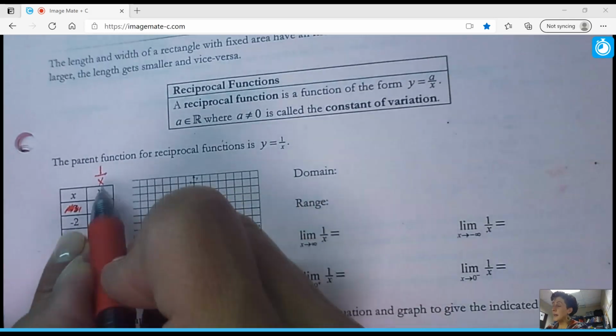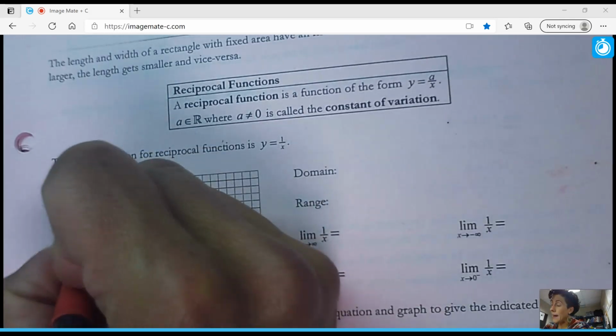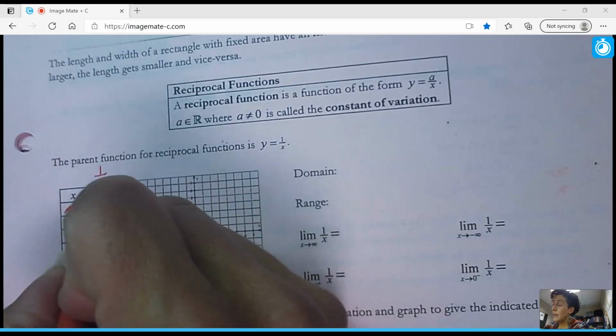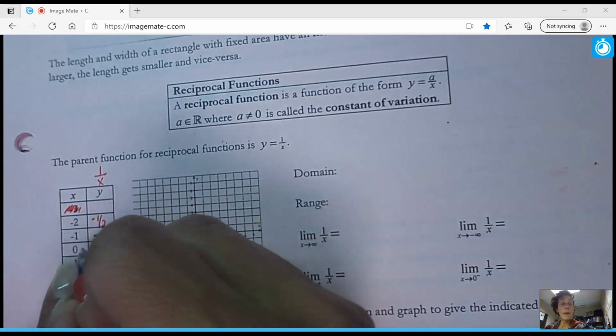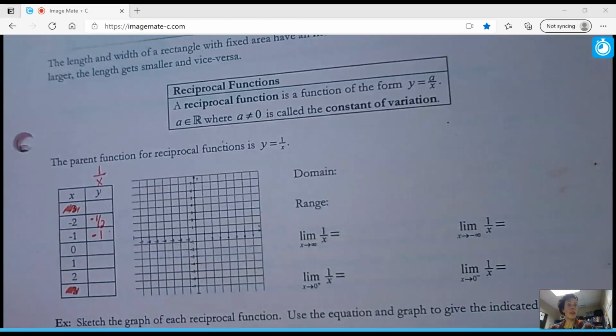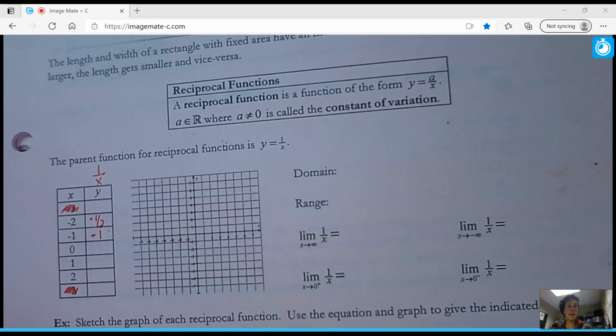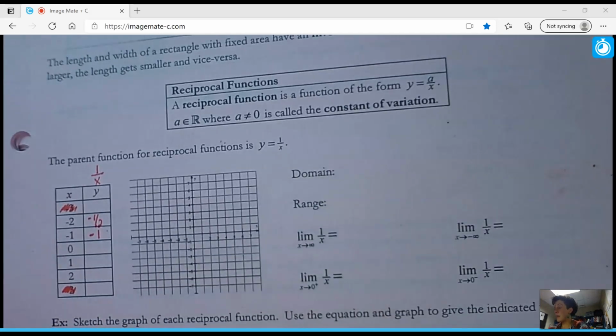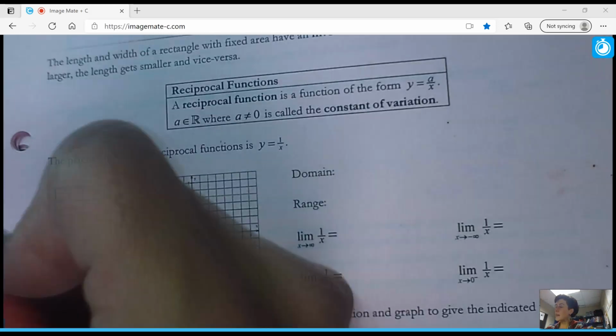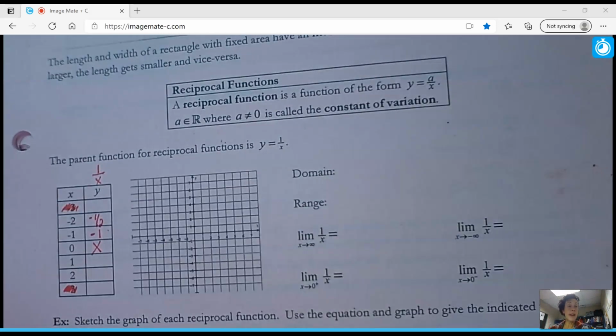So if I put -2 in here, then I get -1/2. And if I put -1 in here, I get -1. And if I put 0 in here, if you actually take your calculator and you take 1 and divide it by 0, you're going to get something about a domain message. You can't divide by 0. You can divide 0 by something, but you can't take a number and divide it by 0. So this point will actually not exist.